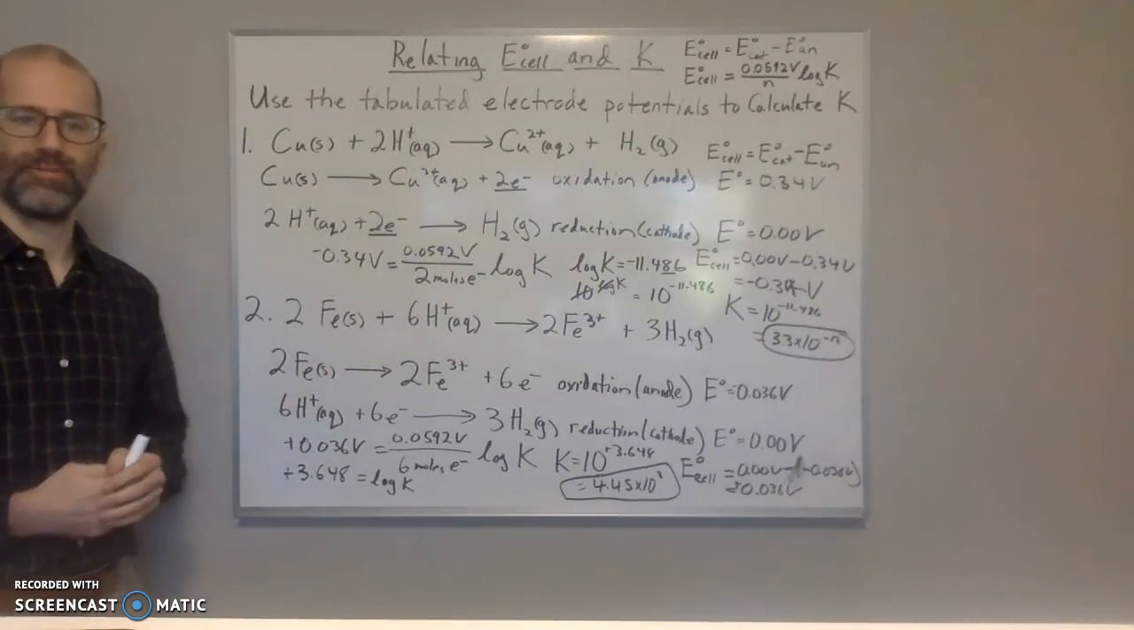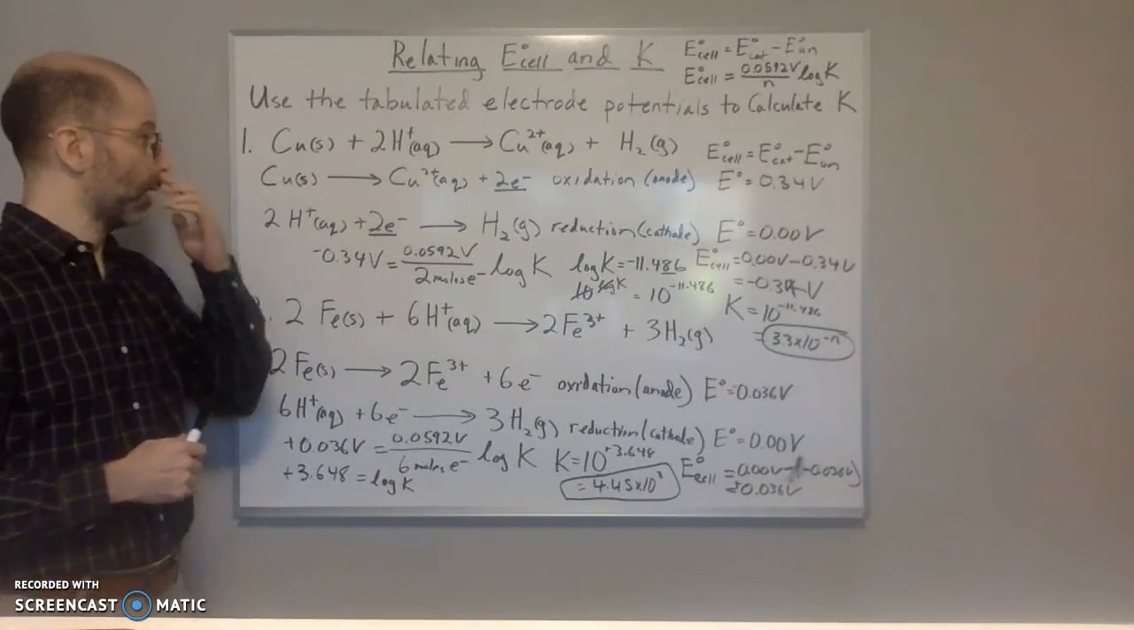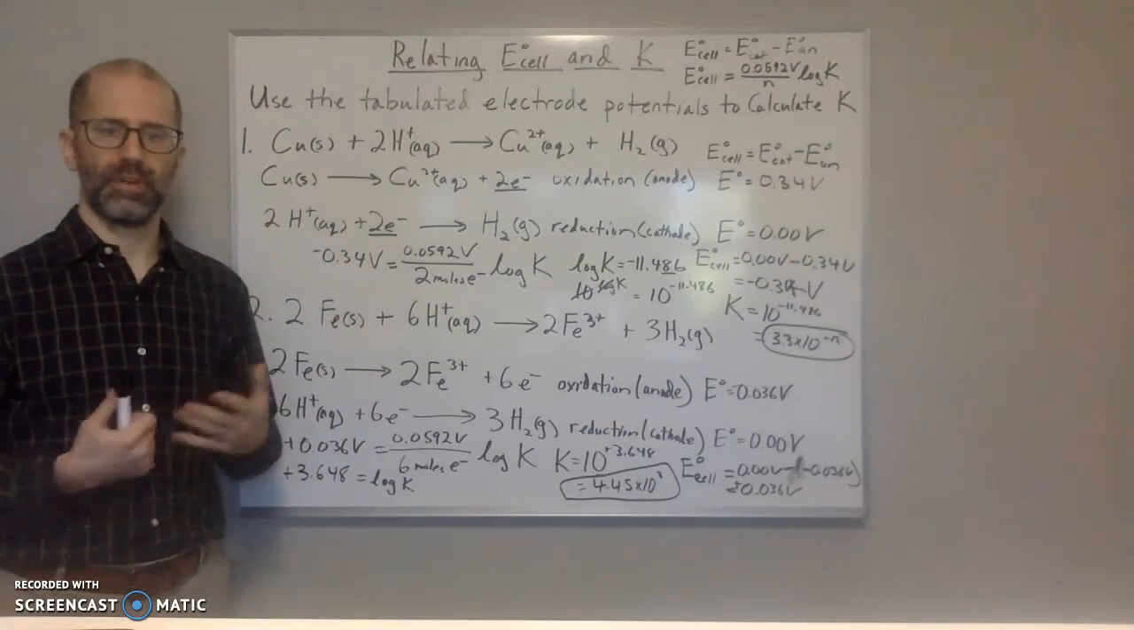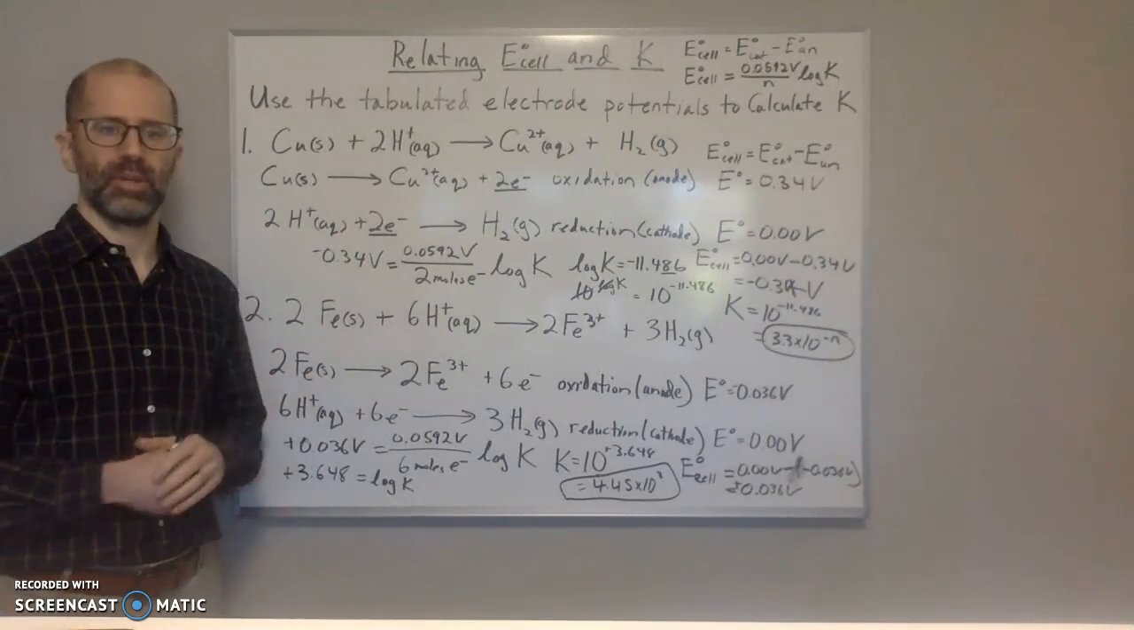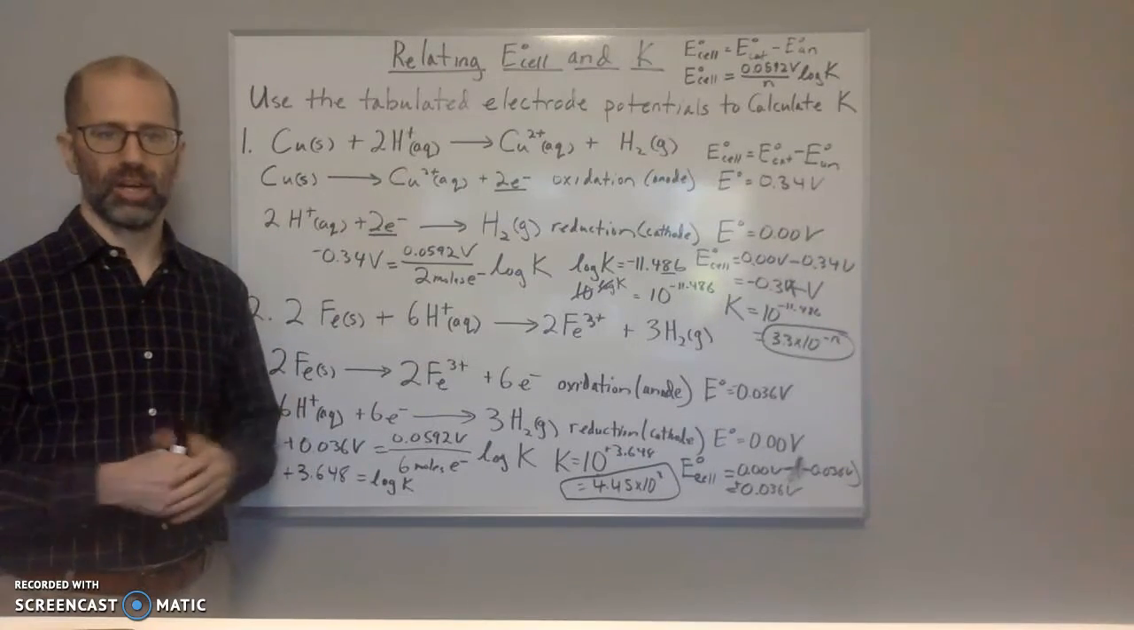So I hope you found this to be helpful. These are a couple good examples of how you can calculate the equilibrium constant from the electrode potentials of a redox reaction.